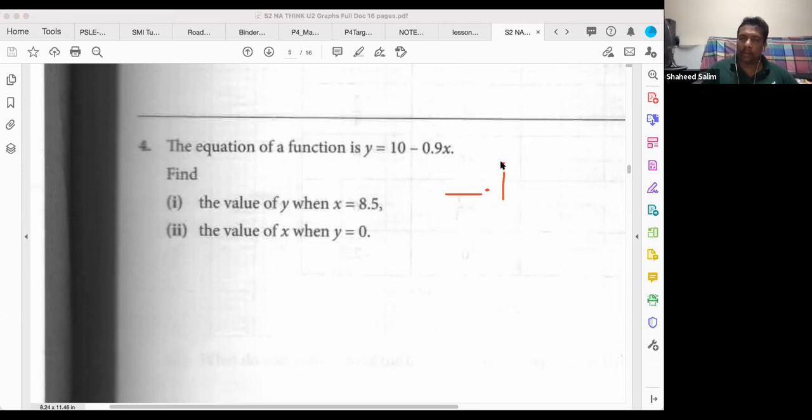What does this dot mean? It means it's recurring, not letter I. Yeah, recurring. Recurring means to repeat.